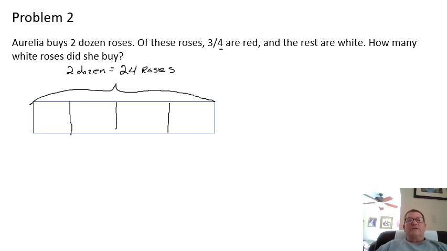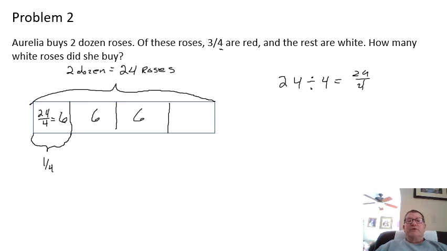Now I can already see that in order to solve for 1/4 of the roses, because this is what this would represent, we'd have 24 divided by 4 sections, and that's going to be 24 fourths. So now we have 24 fourths. And I know 24 divided by 4 is equal to 6. So I know each one of these is going to be 6.